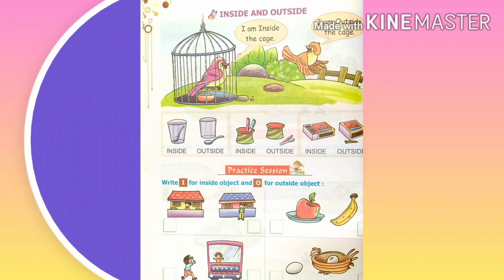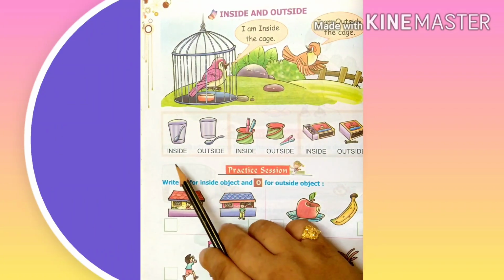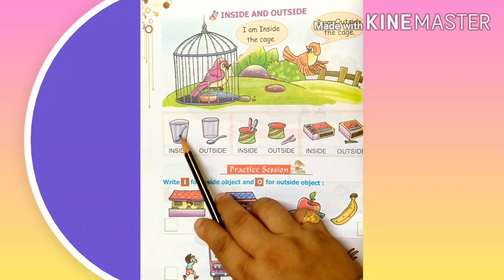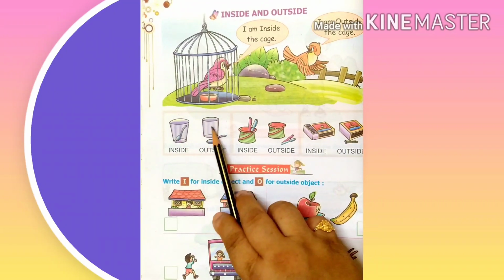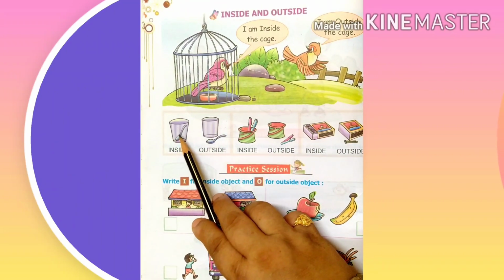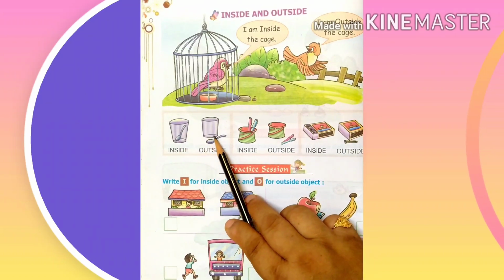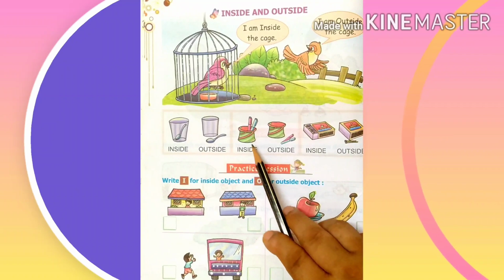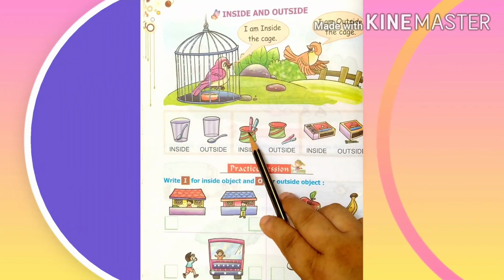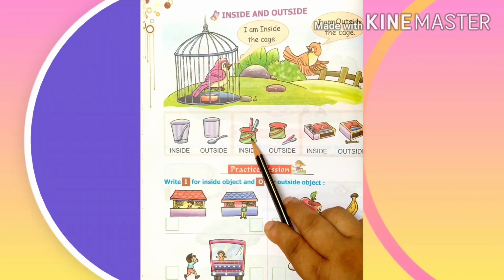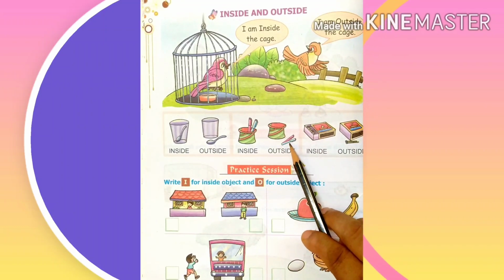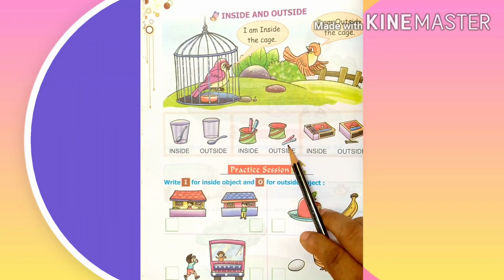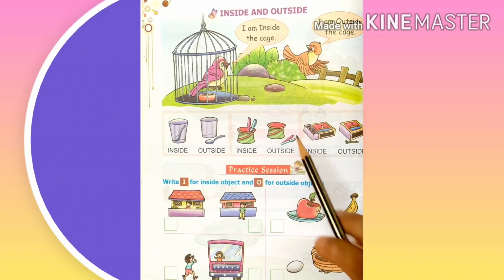Now, more examples are here. Look at this picture. Two glasses are there. In this glass, a spoon is inside the glass. But in this picture, a spoon is outside the glass. In this picture, two pens inside the box. But these pens are outside the box.